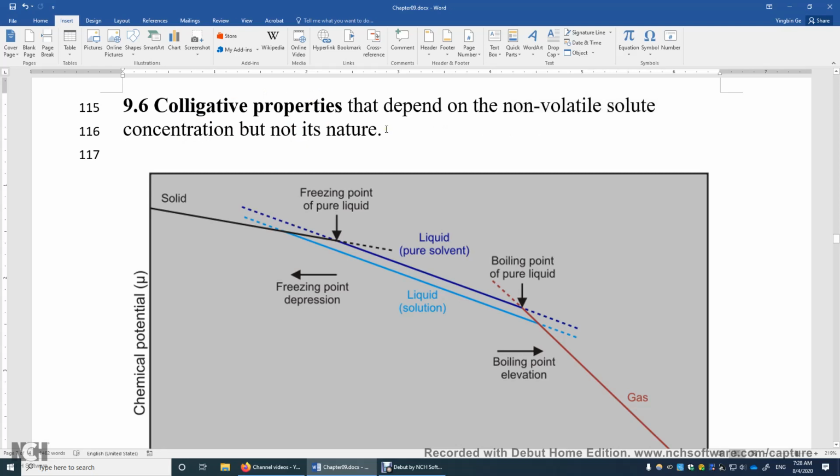If you add 1 mole of sucrose in 1 liter of water, you will increase the boiling point of water while lowering its melting point. And you don't have to add sucrose. You can add 1 mole fructose. That's fine. You achieve the same effect. You can even add sodium chloride.